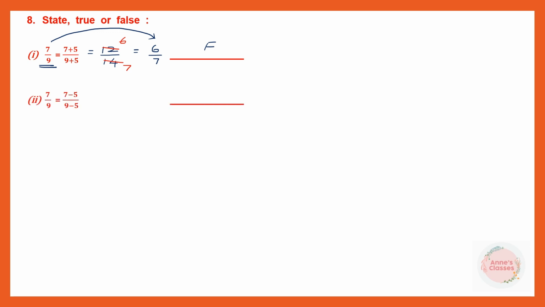Next one, 7 by 9 is equal to (7 minus 5) by (9 minus 5). So the statement says that if we take the same rational number and take away 5 from the numerator and denominator, both will be equal. The left hand side and the right hand side will be equal. So let's work out the right hand side and see now.